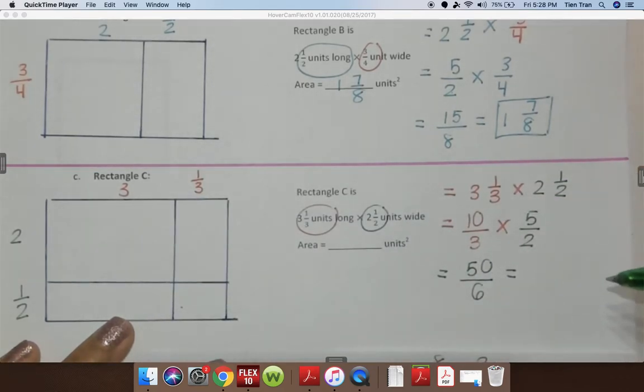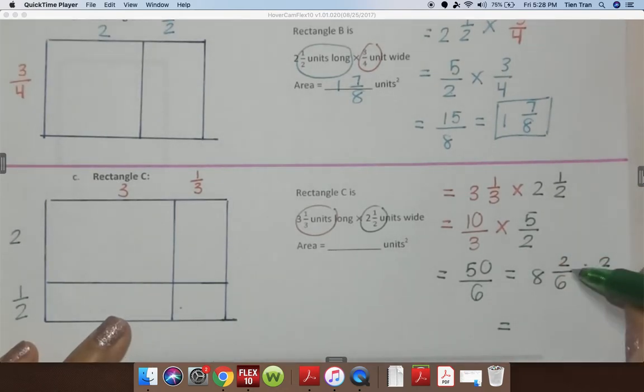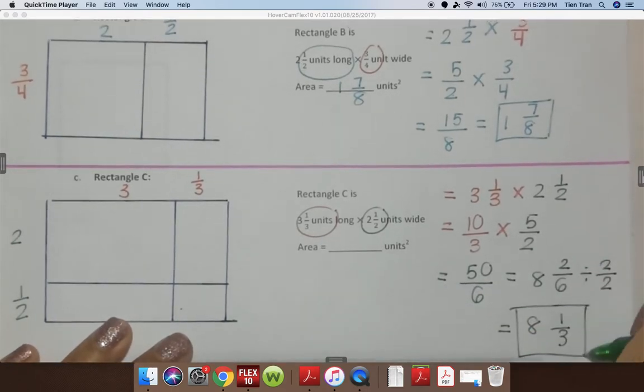Simplify. So first I'm going to write 8 and 2/6, and I'm going to further simplify by dividing by 2 over 2. Okay? So I'm going to get 8. 2 divided by 2 is equal to 1, and 6 divided by 2 is equal to 3. I have 8 and 1/3 units squared as my final answer.